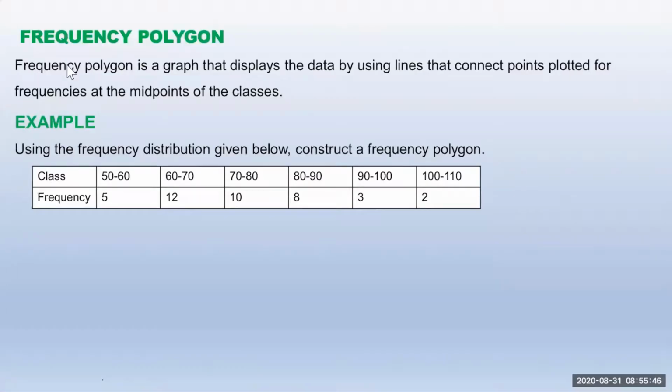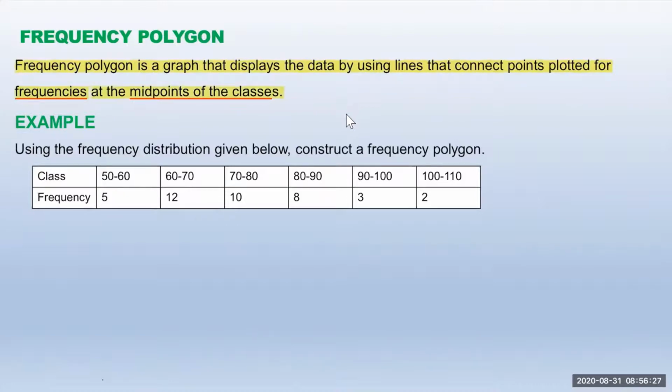Frequency polygon. When you say frequency polygon, it's a graph that displays the data using a line that connects the points plotted for frequencies at the midpoint of the class. So you can clearly see it is a graph between the frequency and the midpoint of the class. This is also a graph to represent grouped data.